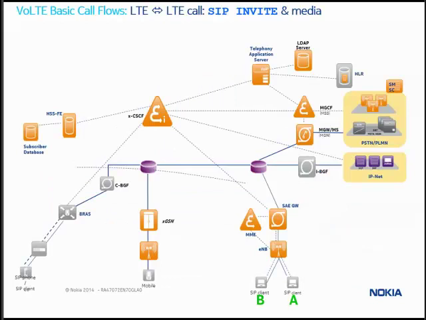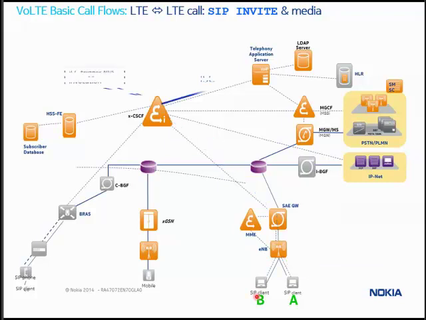So first of all, we're looking at a SIP invite. Subscriber A and subscriber B are my subscribers in the network, and they are going to perform a call. First of all, subscriber A will send the SIP invite, and notice that it goes to that thing called the call serving call function. We talked about that a little bit in the first module.